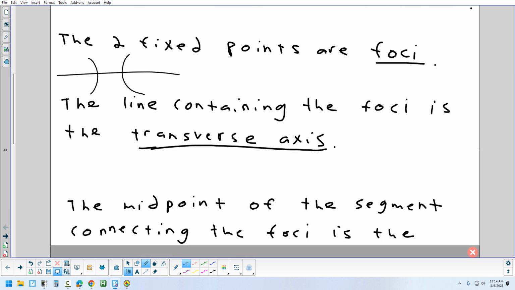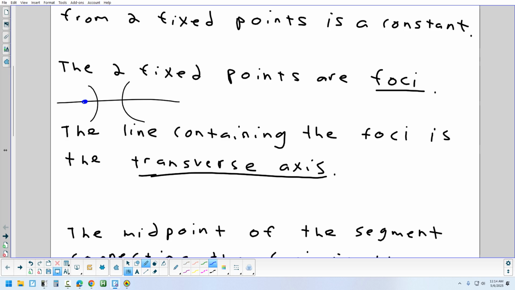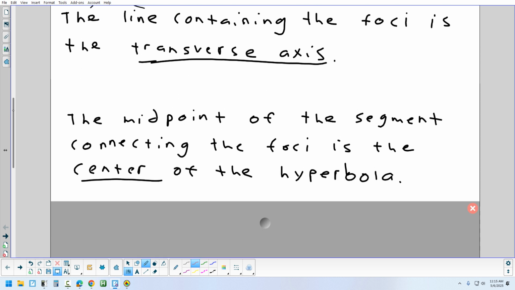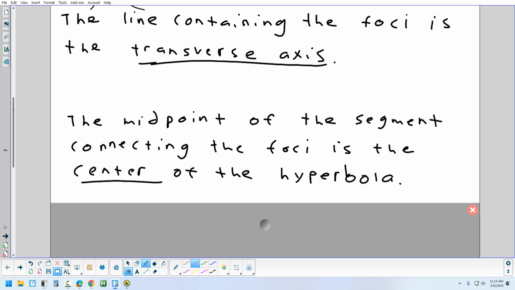If you draw in, let's say here's your two foci, if you draw in a line segment and find the midpoint of that line segment, what do you think the name of that point is called? The midpoint of the line segment that connects the foci. Yeah, center. Yep, that's called the center. And I think that's the same definition we had for an ellipse. It's the midpoint of the line segment connecting the foci.